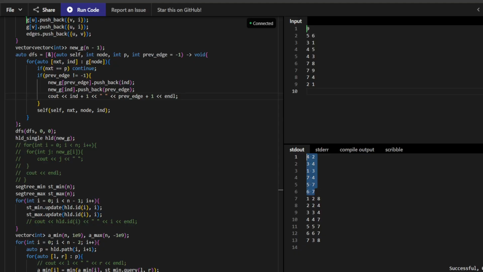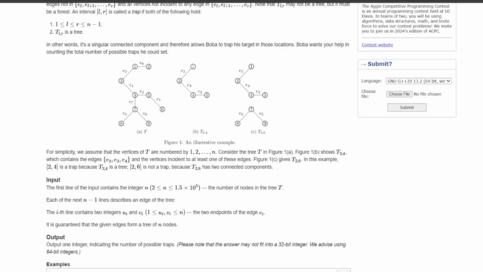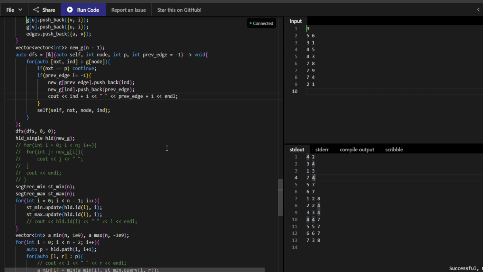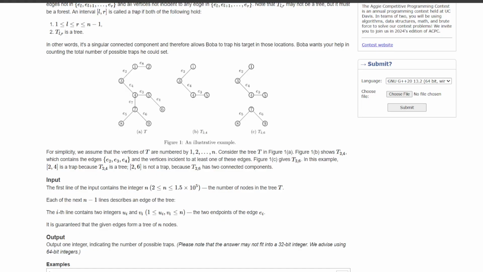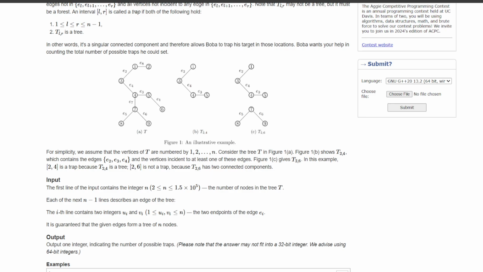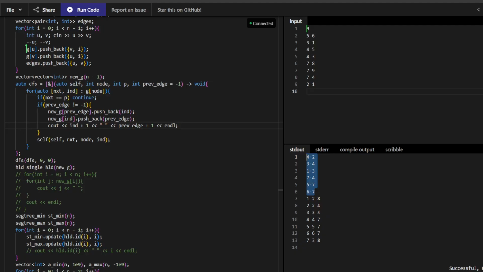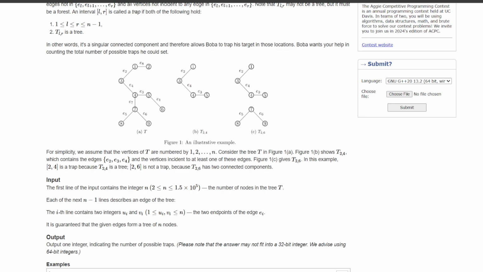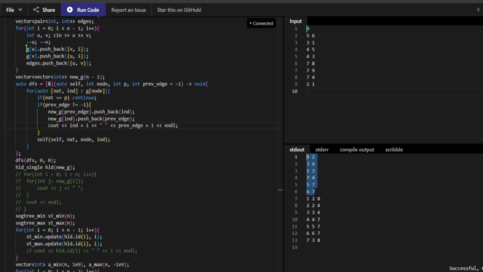1, 3 is an edge. 3, 4 is an edge. 3, 7. Where's 3, 7? 1, 3 is an edge. 2, 4 is an edge. Wait, where's 3, 7? Yeah, your thing is wrong. 4, 7. Oh, it's saying 4, 7 is an edge. It says 3, 4, and 4, 7. So which one is missing? 2, 8 is missing, by the way.